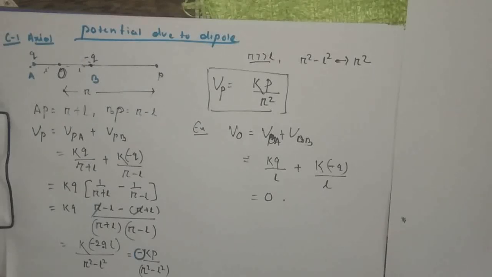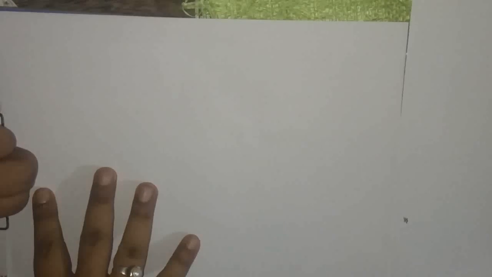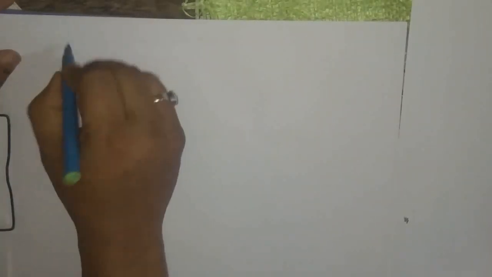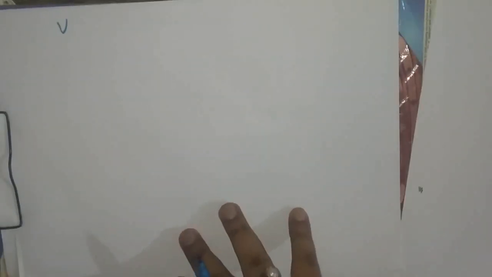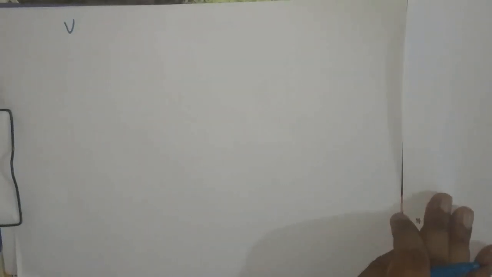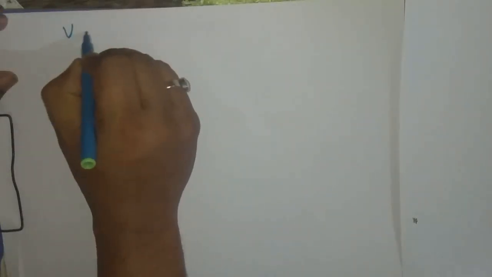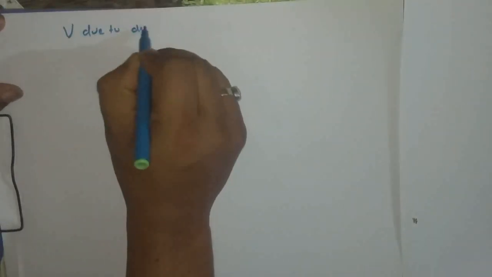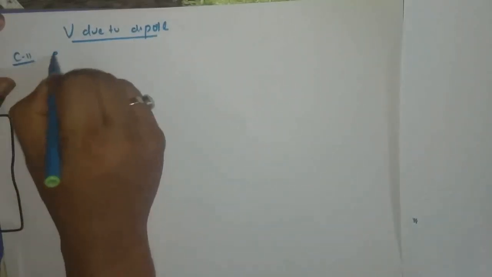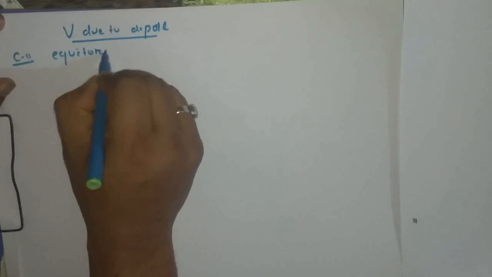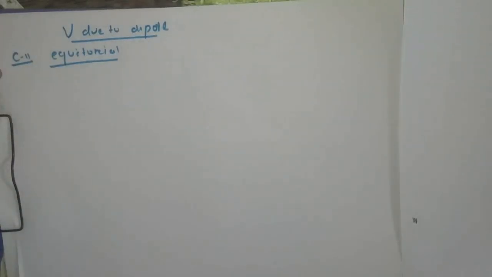Now we will go for the next part, potential due to a dipole in the equatorial case. So I want to know the potential due to a dipole, case 2. It is the equatorial case, or equatorial axis.